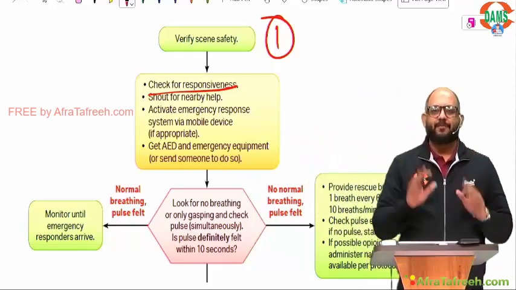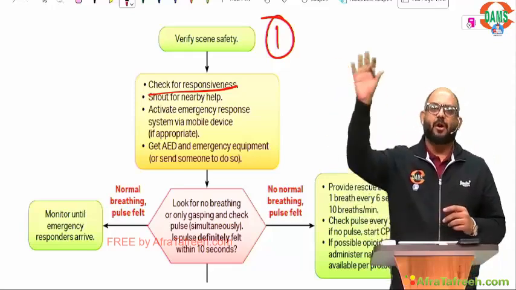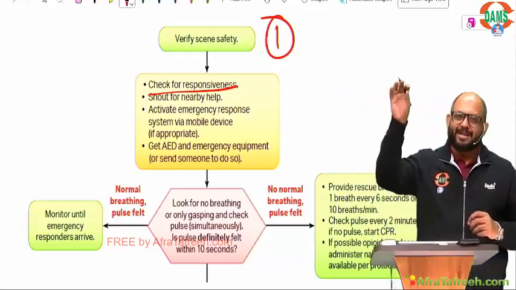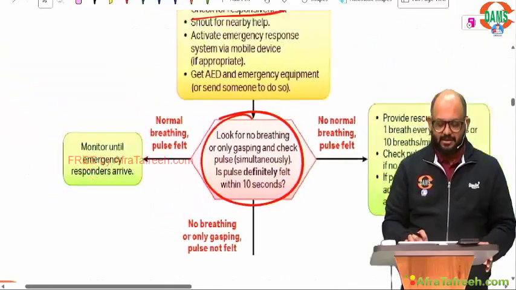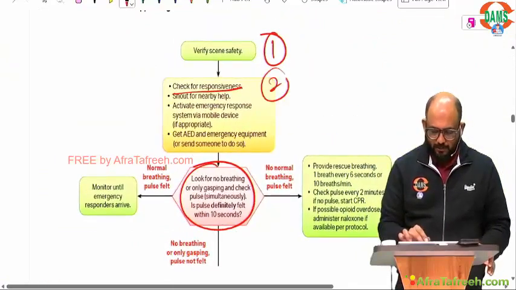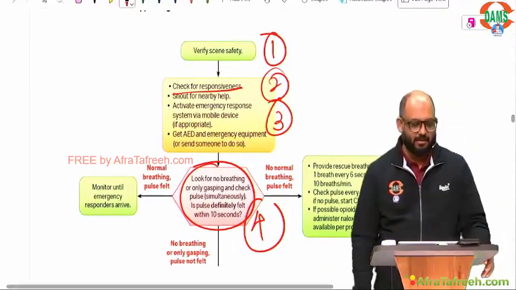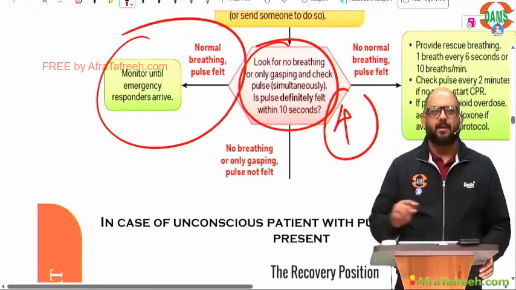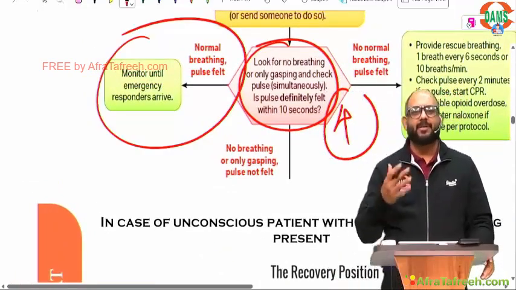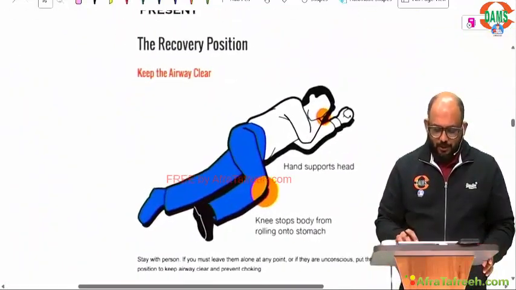So check for responsiveness. If there is no responsiveness, then shout for help. Tell them to get an AED and then check for pulse and breathing. So pulse and breathing check is the fourth step in the algorithm of BLS. Okay. Three conditions. Normal breathing, pulse felt. That means the patient is not in cardiac arrest. There is some other problem that you need to figure out.